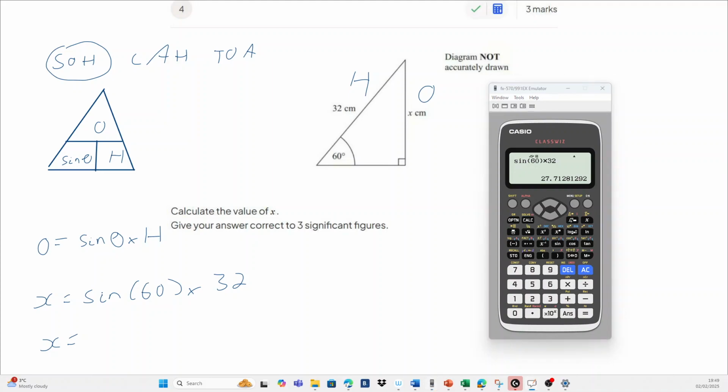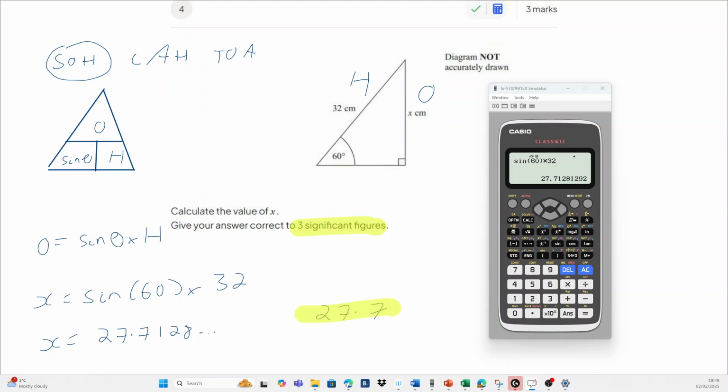Now, the question is saying give your answer correct to 3 significant figures. If we write the number out in full, you've got 27.7128, and so on and so forth. The third significant figure is your third non-zero number. So that's your first significant figure, that's your second, this is your third. And because the 1 is less than 5, you round it down and keep it as a 7. So it's going to be 27.7 to 3 significant figures.